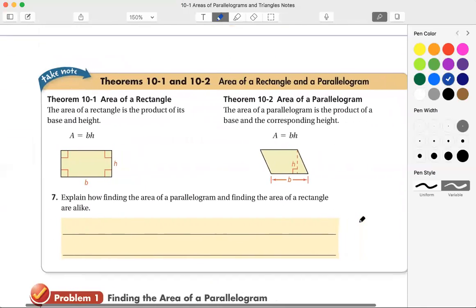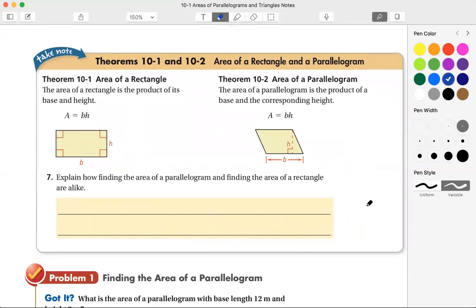All right, theorems 10.1 and 10.2, the area of a rectangle and a parallelogram. The first formula we get in chapter 10 is the area of a rectangle. We need to know that. The area of a rectangle is equal to the base times the height. By definition, the base and the height are always perpendicular to one another. The same thing goes for the parallelogram: the area is the base times the height. The hiccup here is, remember, the base and the height have to be perpendicular.